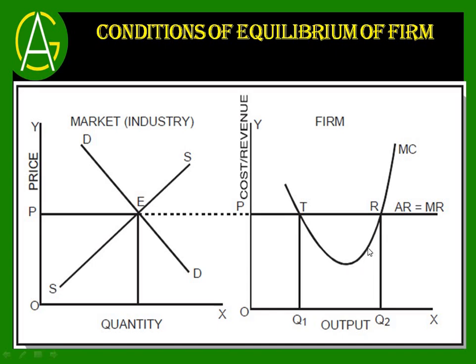Again it will start increasing, and at this particular point, that means at point R, marginal revenue and marginal cost are equal, and the marginal cost curve is positively sloped. It cuts the marginal revenue curve from below. So this point is known as the equilibrium point of the firm. So the firm will continue the production up to OQ2 quantity. Up to this particular quantity, the firm should continue the production. So this is the equilibrium of the firm.